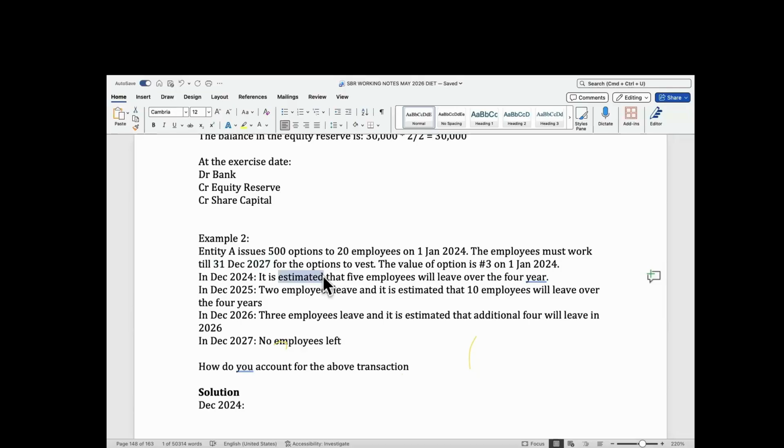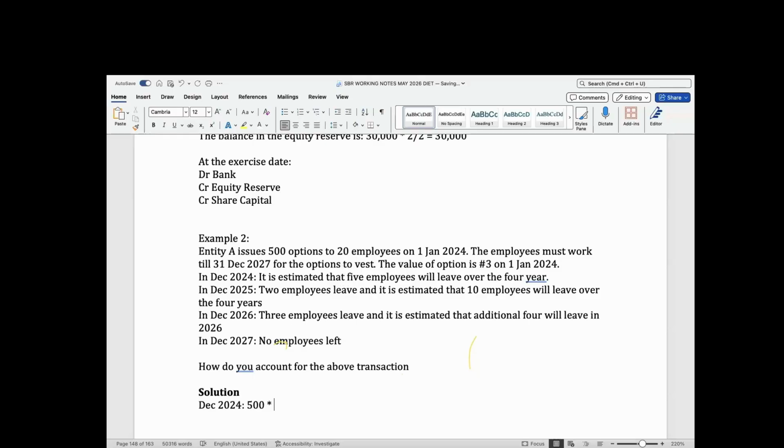So in this case, they have given me very straightforward. That means what I will recognize in year one will not be based, these 100 options will not be calculated on 20 employees because I already know that 5 of them will not vest. So what's the point of recognizing expense for them? Because if you don't work for 4 years, you're not going to get options. You're not going to get it. So there's no point recognizing any option for you.